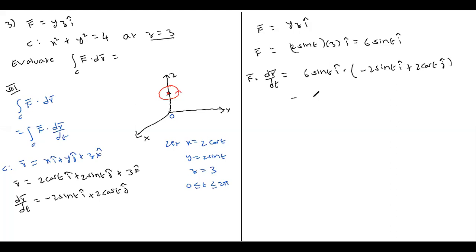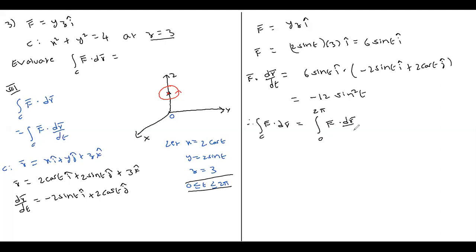So this is now what? Minus 12 sin square t. I bar dot j bar is 0. Therefore, integral over c f bar dot dr bar is integral from where to where? T is varying from 0 to 2 pi. So integral from 0 to 2 pi of f bar dot dr bar by dt dt.